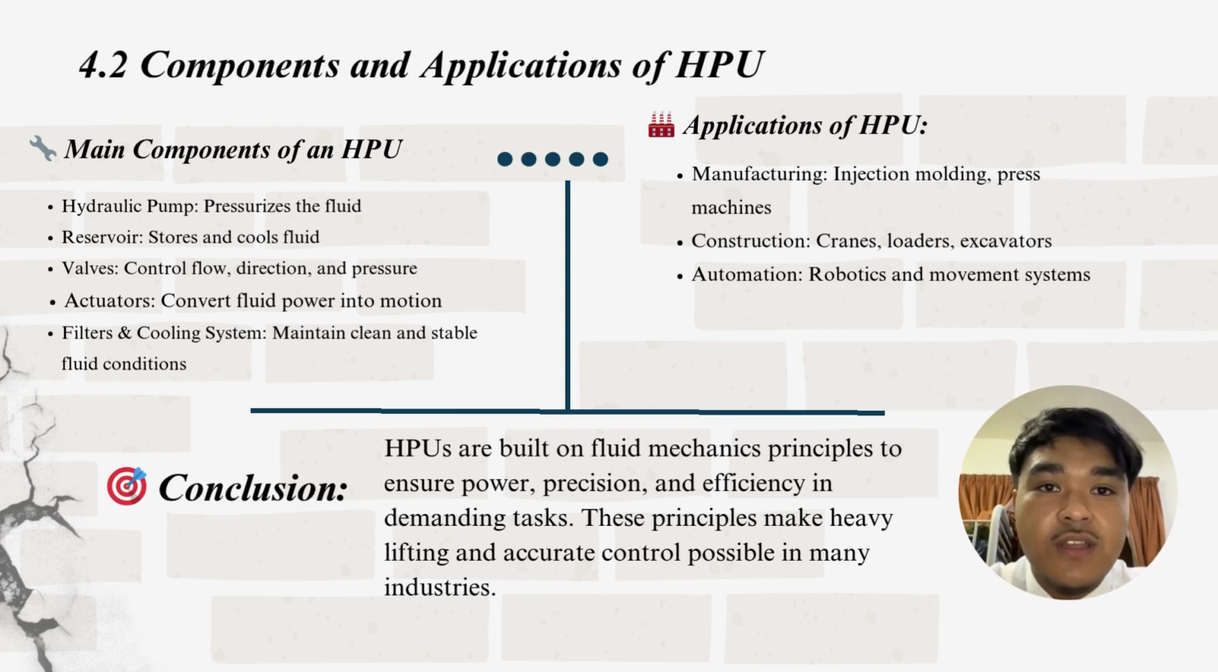The application of HPU is in manufacturing, where injection molding and press machines are used, and in construction. It is used in cranes, loaders, excavators. For automation, it is used in robotics and movement systems. In conclusion, HPUs are built on fluid mechanics principles to ensure power, precision, and efficiency in demanding tasks. These principles make heavy lifting and accurate control possible in many industries.